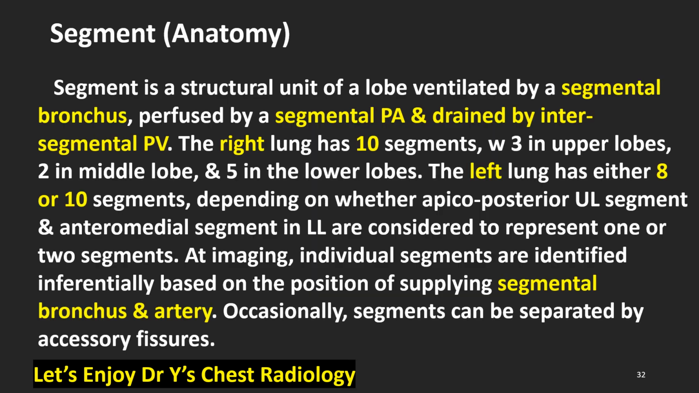Segment anatomy. A segment is a structural unit of a lobe ventilated by a segmental bronchus, perfused by a segmental pulmonary artery, and drained by an intersegmental pulmonary vein. The right lung has 10 segments, with 3 in upper lobe, 2 in middle lobe, and 5 in the lower lobe. The left lung has either 8 or 10 segments, depending on whether apicoposterior upper lobe segment and anteromedial segment in left lower lobe are considered to represent 1 or 2 segments.